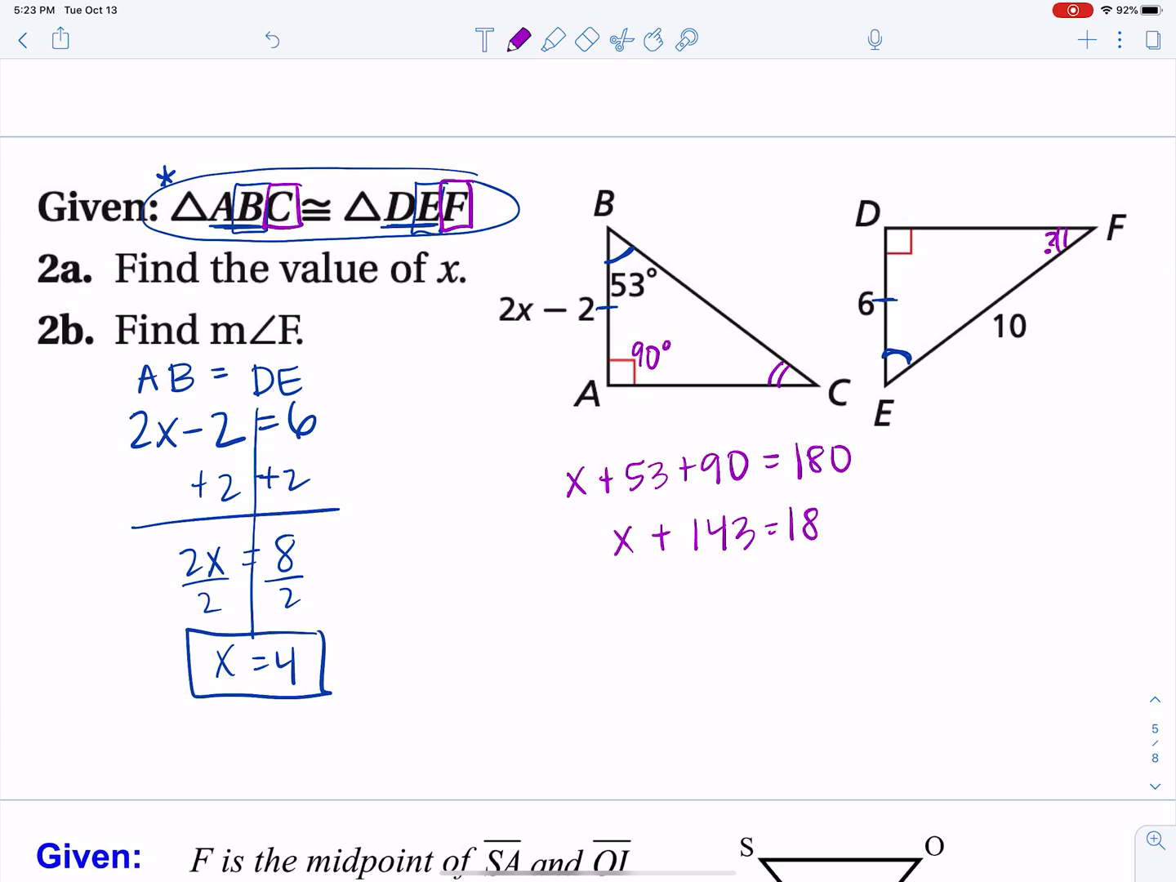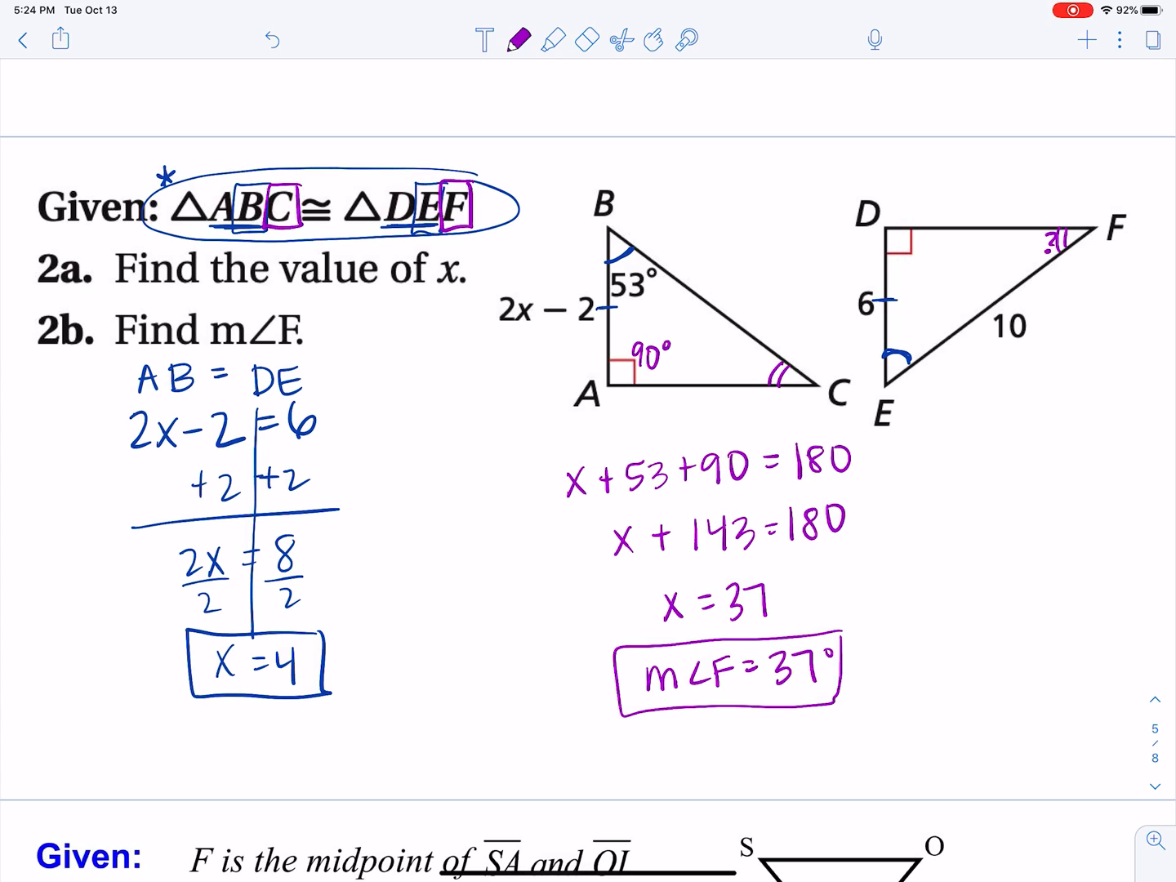143. I guess we could have used the corollary as well and just done 53 plus x equals 90, but that's okay. Subtract 143 from both sides. Whoa, I'm blanking, 37. So the measure of angle F is 37 degrees.